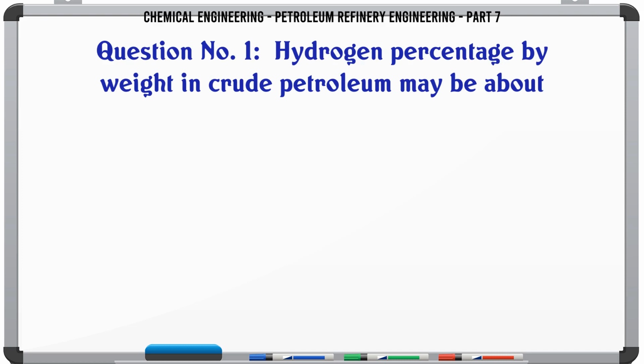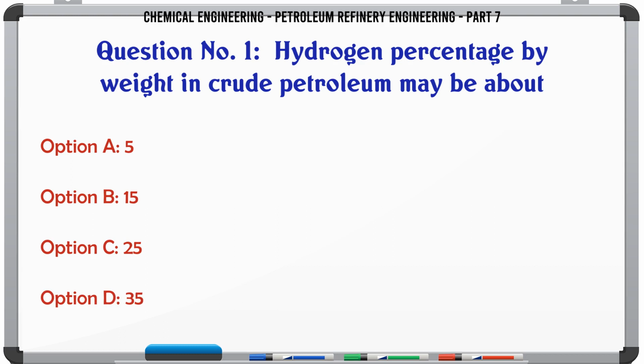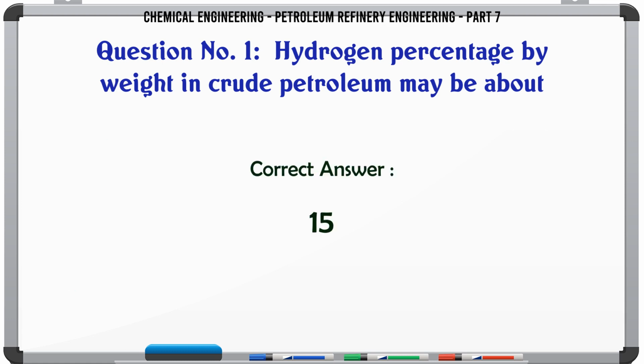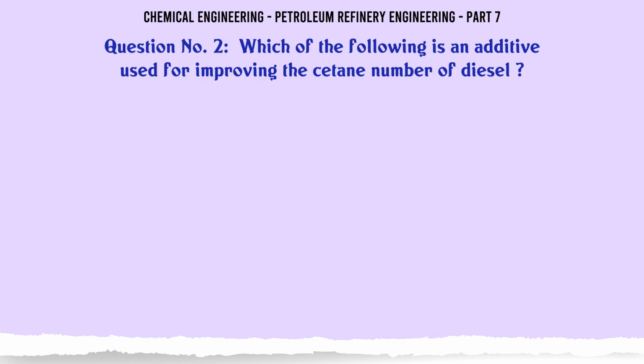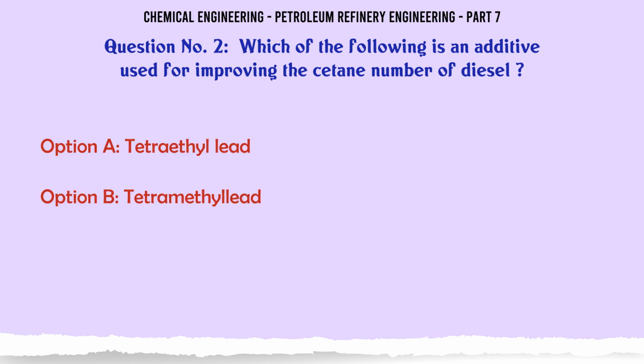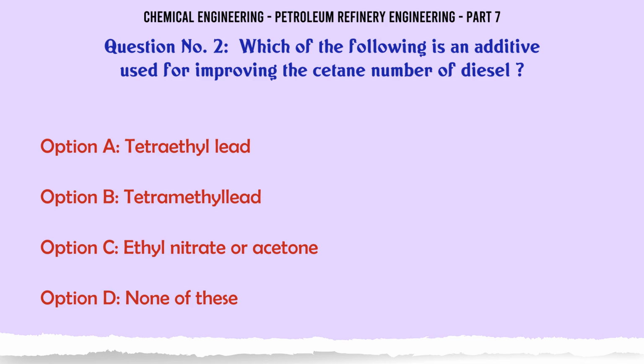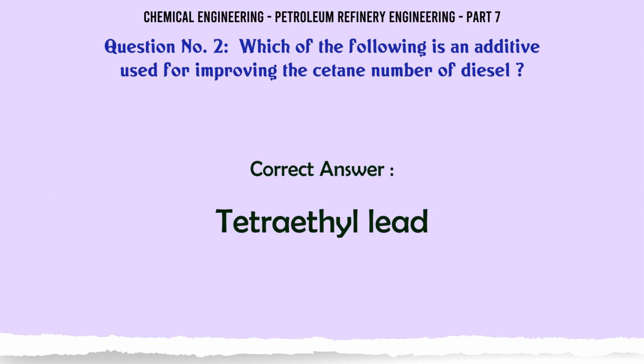Hydrogen percentage by weight in crude petroleum may be about: A. 5, B. 15, C. 25, D. 35. The correct answer is 15. Which of the following is an additive used for improving the cetane number of diesel? A. Tetraethyl lead. B. Tetramethyl lead. C. Ethyl nitrate or acetone. D. None of these. The correct answer is tetraethyl lead.